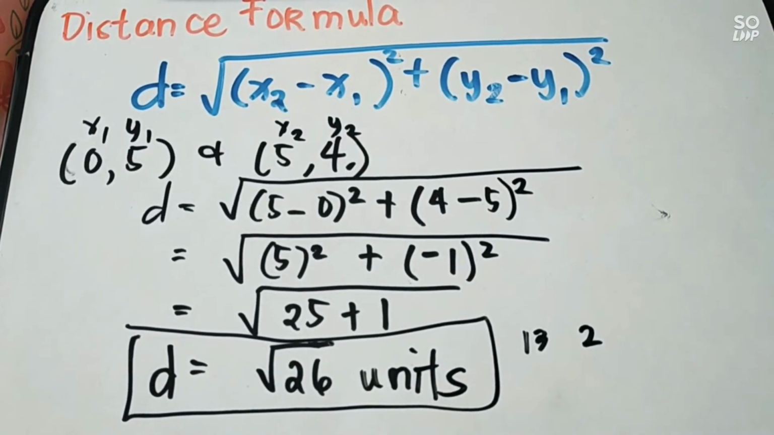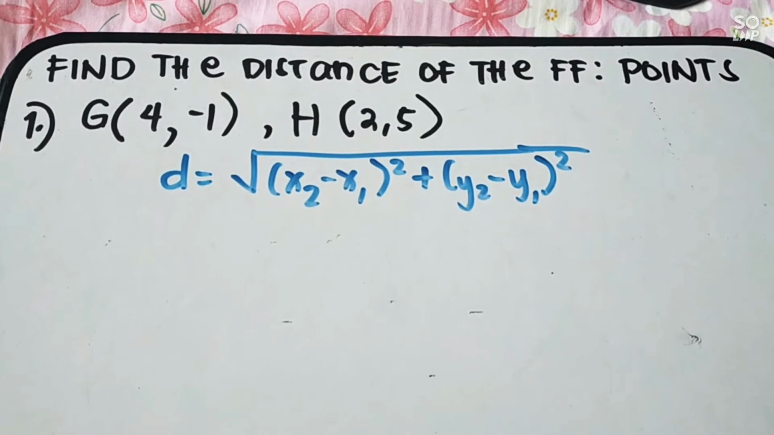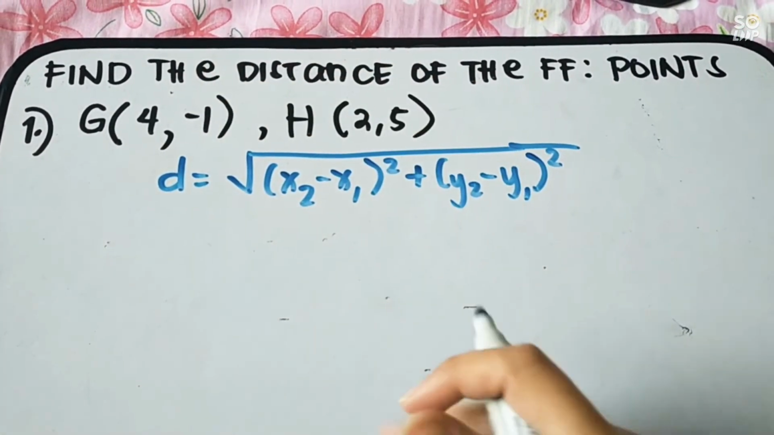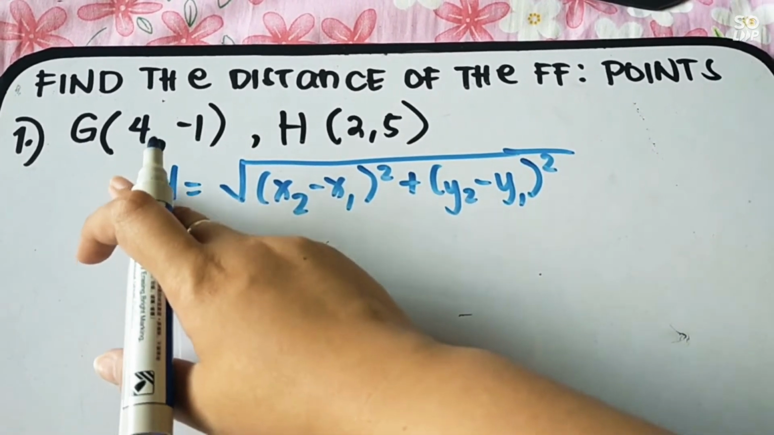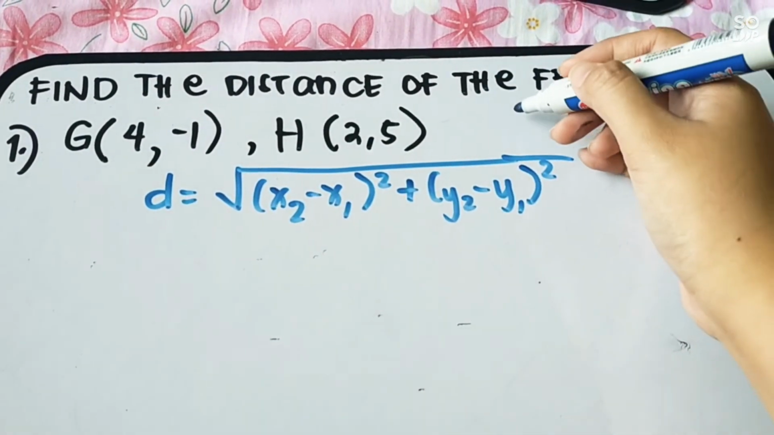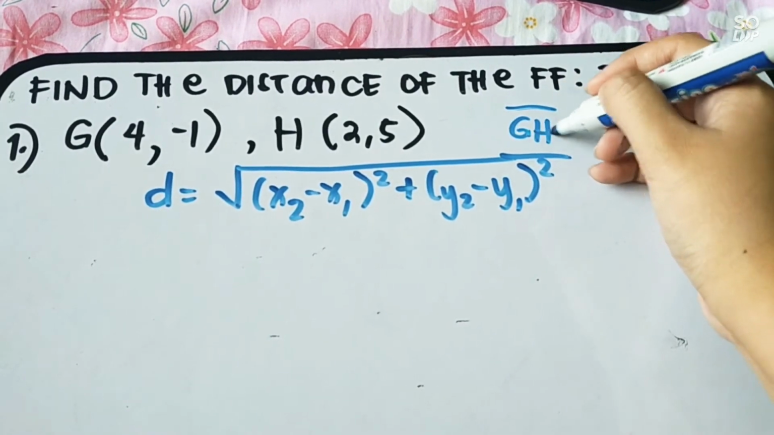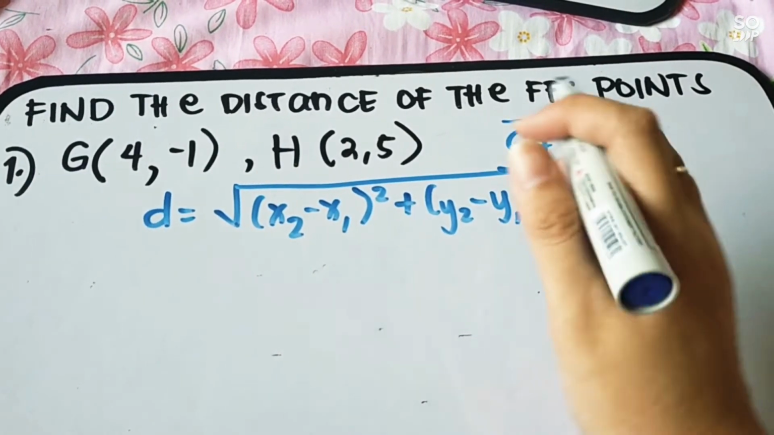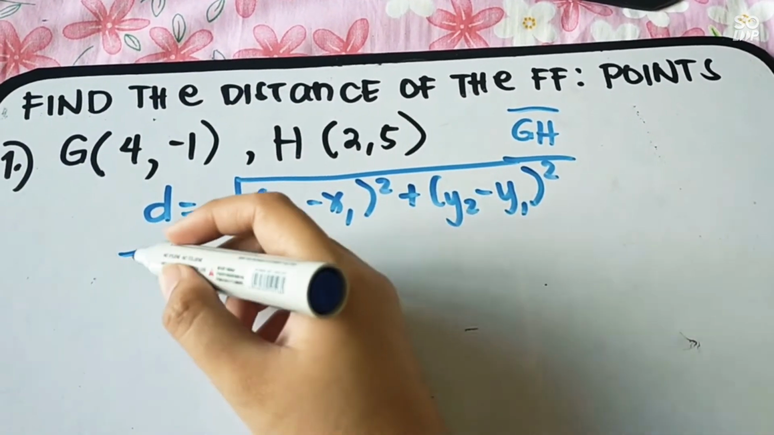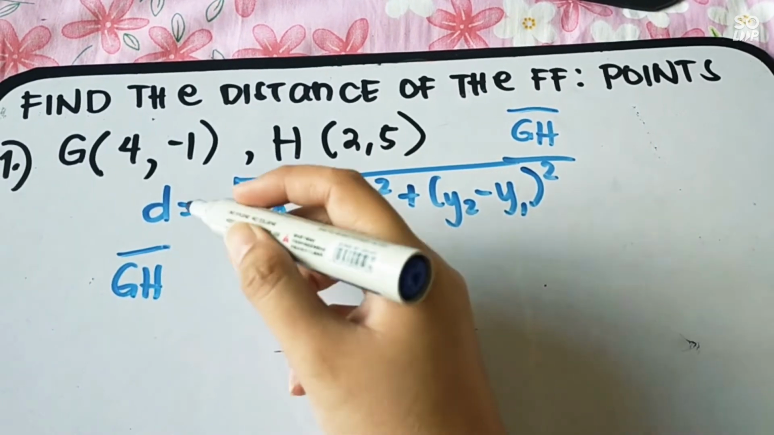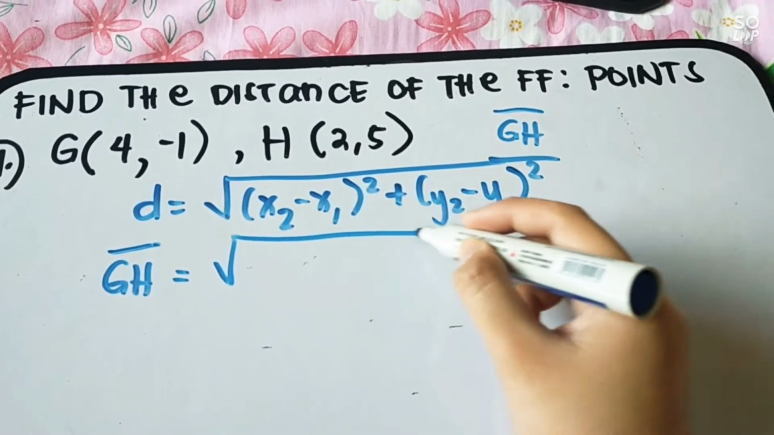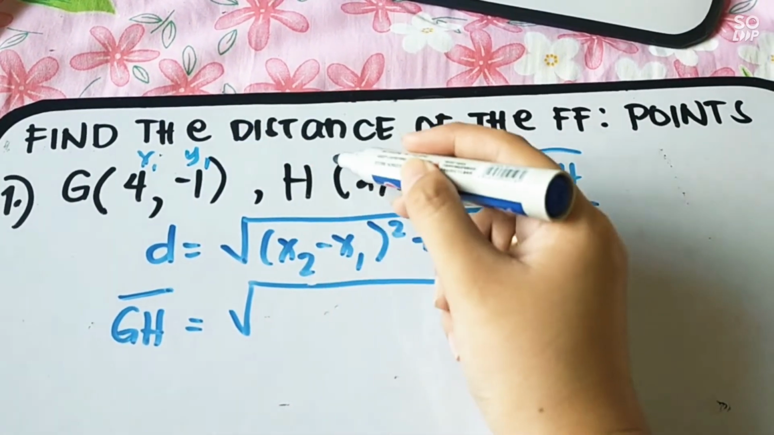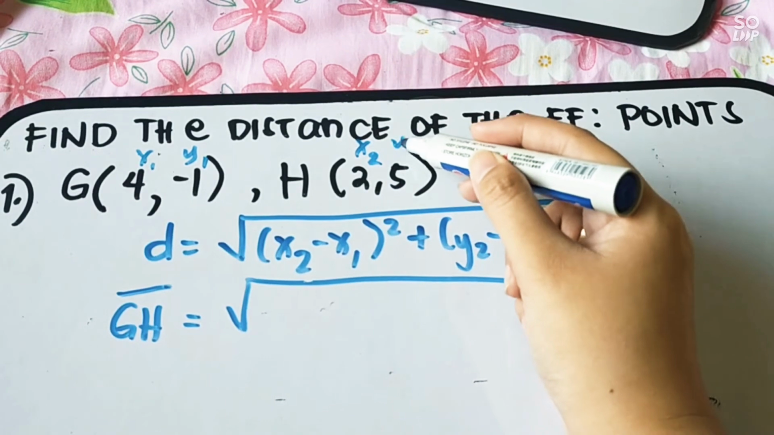Now, let us have more examples. Let us have this example. Find the distance of the following points. Let us have the first one. We're going to find the distance of point G and point H. So, the distance GH is what we will find. So, this D, we can change as GH, because we already have names for the points. So, we have line segment GH is equal to the square root of. This is your x sub 1, y sub 1, x sub 2, and y sub 2.